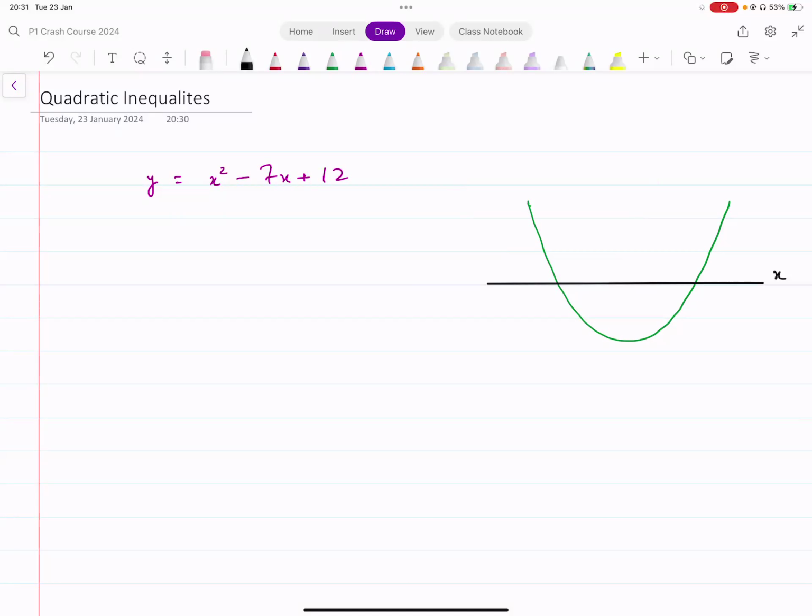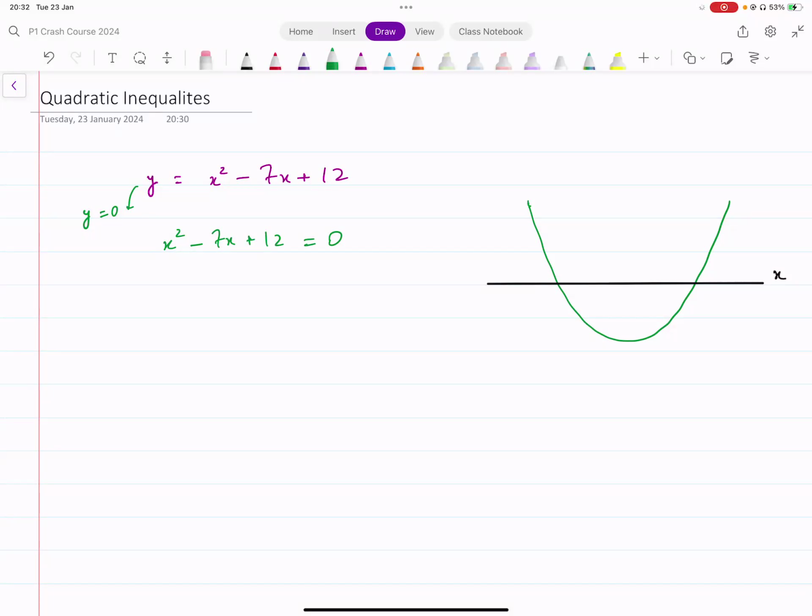How do you find these 2 points of intersection? How do you find the x-intercepts of a function? You put y equal to 0, right? So if you were to input y equal to 0 here, what would you get? If y was equal to 0, you would get an equation like this: x squared minus 7x plus 12 equal to 0. That is what gives you the x-intercepts of this graph.